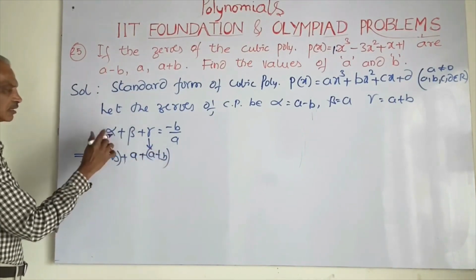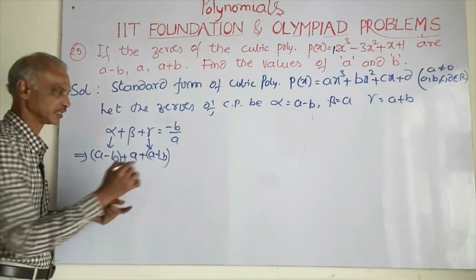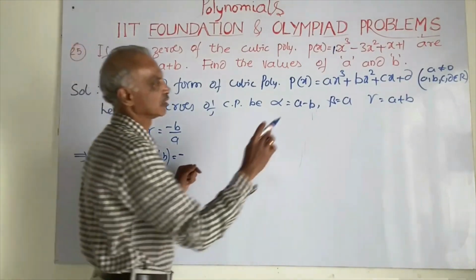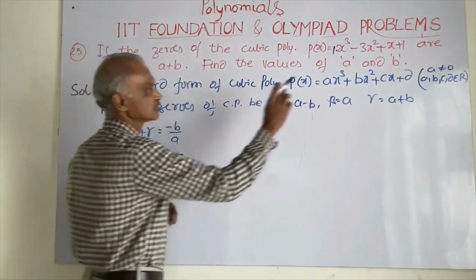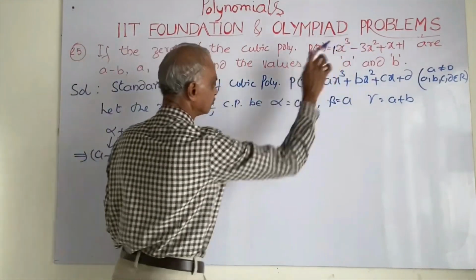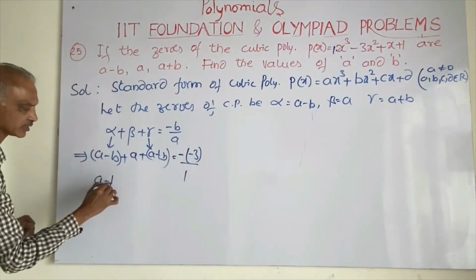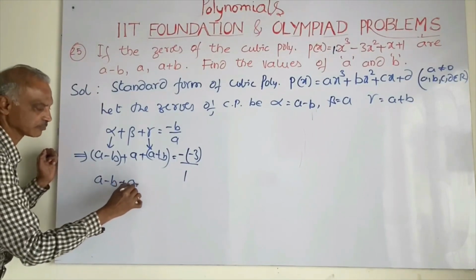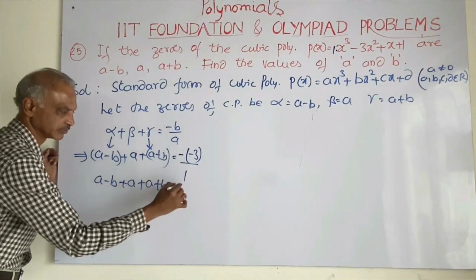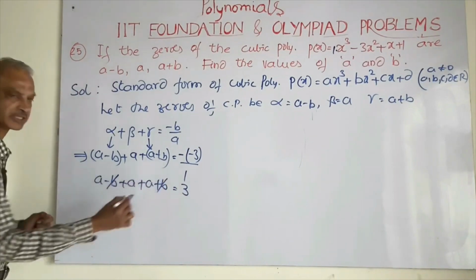You see, alpha is a minus b, beta is a and gamma is a plus b, equal to, what is the formula you have? Minus b by a. What is b here? Minus 3. You write minus of minus 3 by, what is a here? 1. See, you are getting a minus b plus a plus b equal to 3 by 1, 3. Minus b plus b cancel.